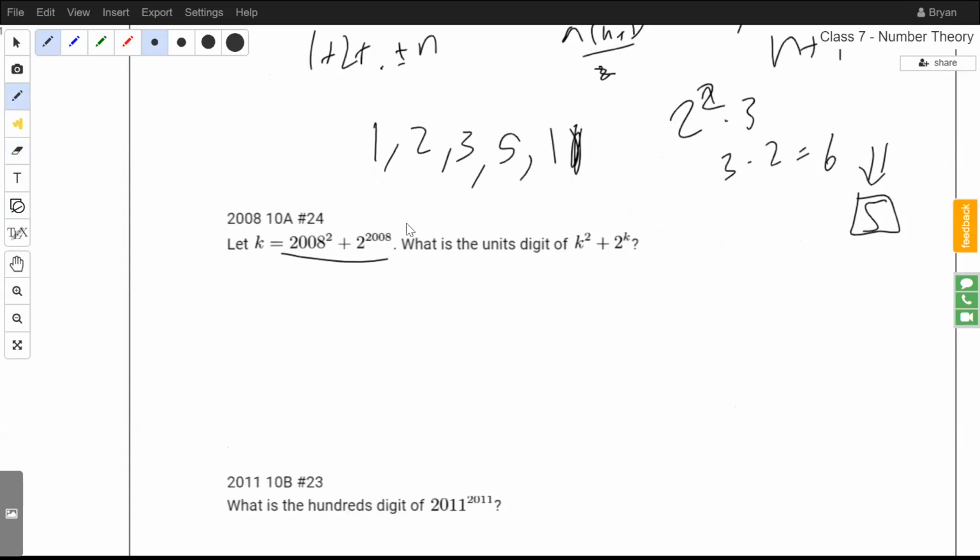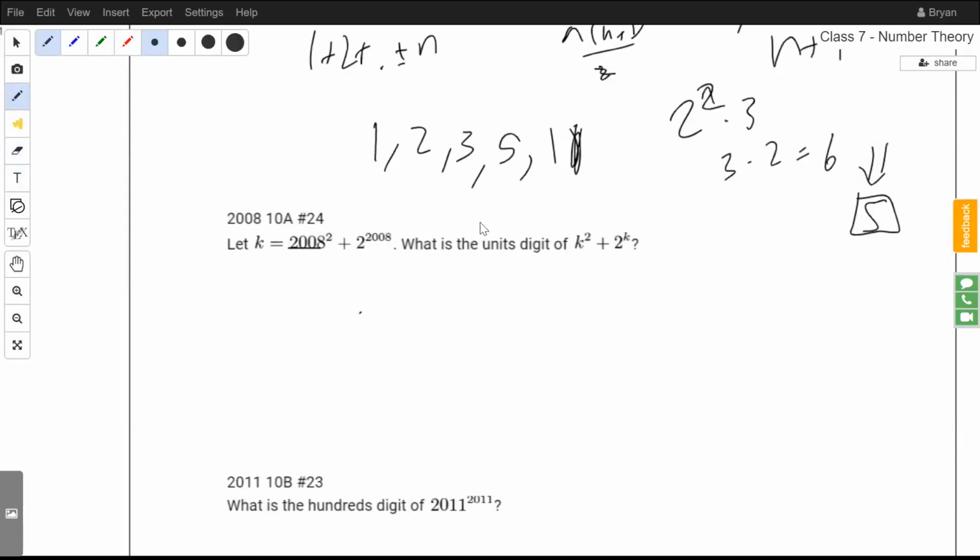So first off, when we find the unit digit, we can actually just turn this into 8 squared plus 2 to 2008, because this 2000 in front of it will not affect what the unit digit is of k. Because, that's wrong. I mean, this problem, it doesn't matter, but another problem's in mind. Never mind.